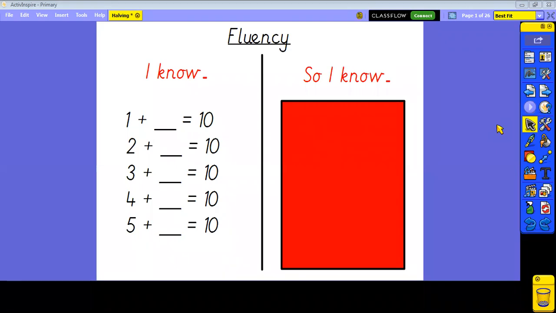So we're going to start off with some fluency, and the first thing I'd like you to do is pause the video and complete the number facts to 10 on the left hand side here. So just pause the video and complete your number bonds to 10. Off you go.